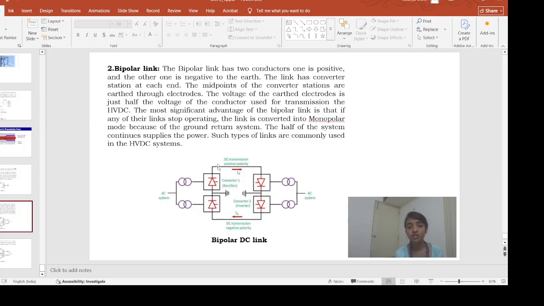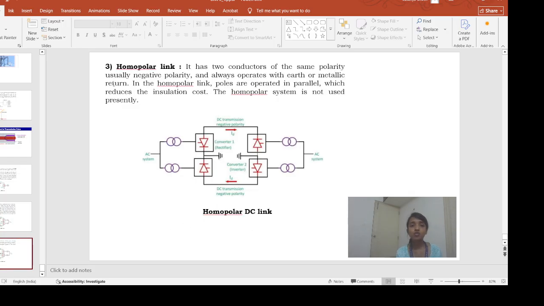So what is the advantage of using these two DC transmission lines? If a fault occurs at one transmission line, the entire system won't become useless, because the other transmission line will be active. Suppose this transmission line is at fault, but this one is working. In that case, the earth will provide the return path. Due to the positive polarity conductor, the corona effect will be more, but due to the negative polarity conductor, the corona effect will be less.